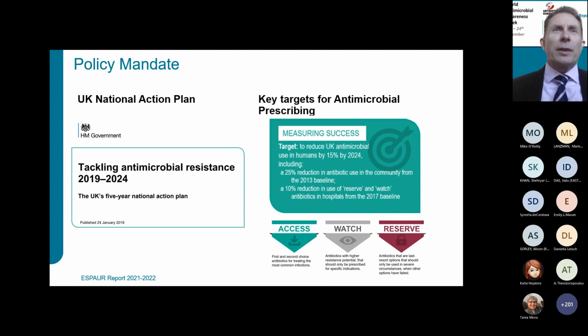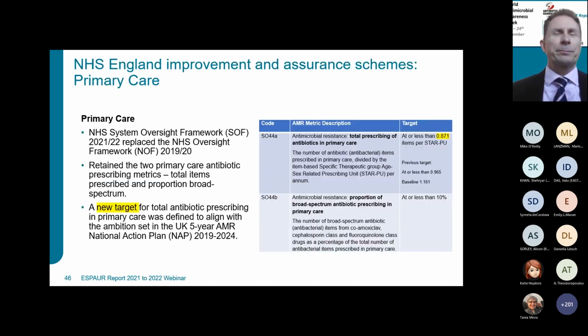Just a quick reminder of the policy mandate that we work towards. The current UK National Action Plan runs until March 2024, and the high-level ambitions for antimicrobial prescribing are to reduce antimicrobial prescribing in primary care by 25% from a 2013 baseline. And the focus for hospitals is to reduce antibiotics from the WHO Reserve and Watch categories by 10% from a baseline of 2017. Next slide, please, Ella.